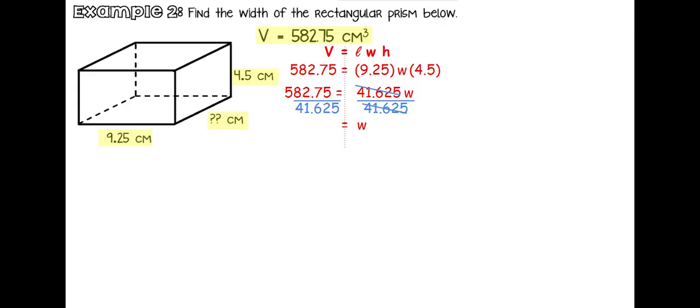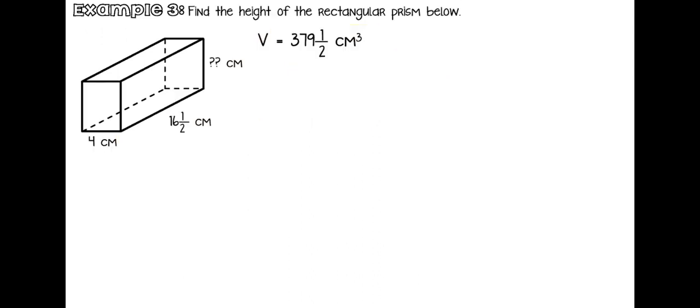Yay, we got W by itself, which is what we wanted. So now do the same thing to the other side. 582.75 divided by 41.625 is 14. So my width is 14. 14 what, you ask? Centimeters. Okay, congratulations, you've done 2. Let's try our last one.